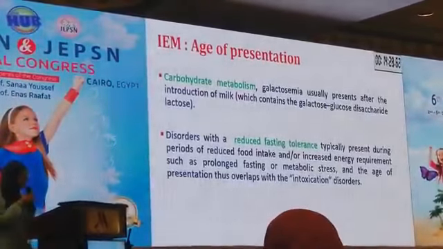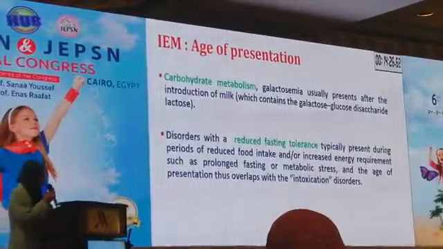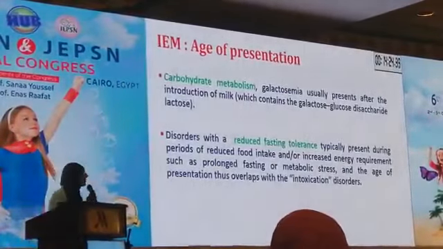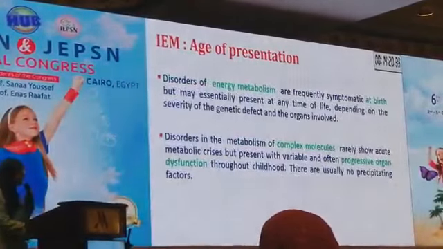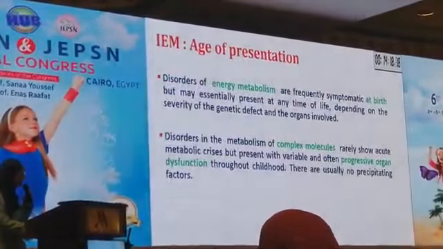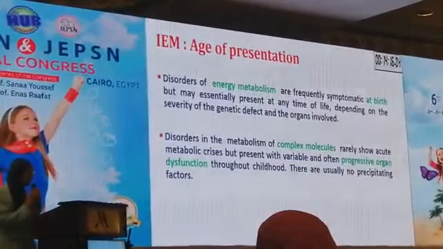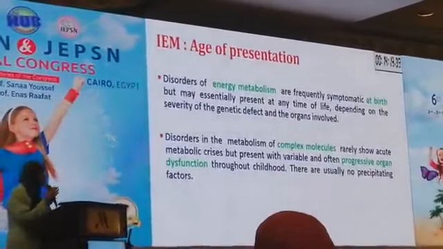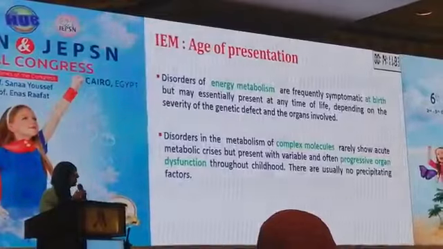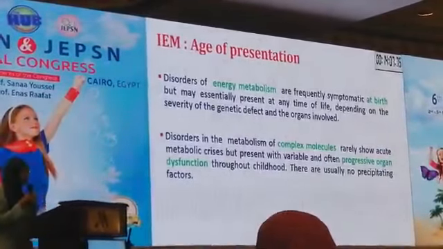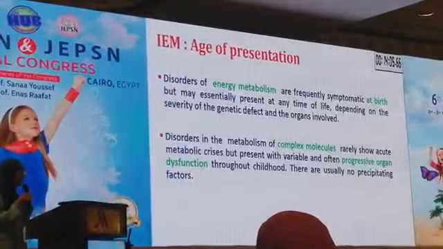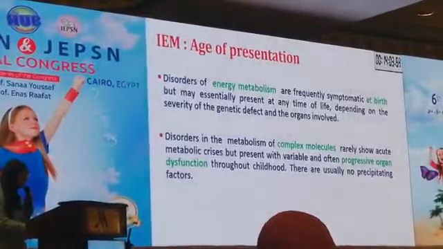Disorders with reduced fasting tolerance also have manifestations after prolonged fasting, and this is important for those disorders. Disorders of energy metabolism usually can present at birth. For example, mitochondrial disorders can have metabolic acidosis at birth. And disorders of complex molecules, as I said, have progressive organ failure.